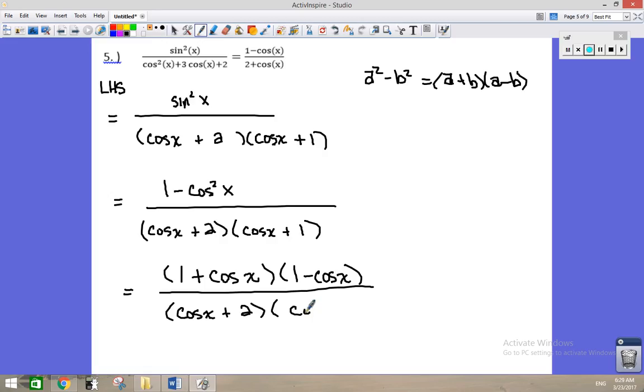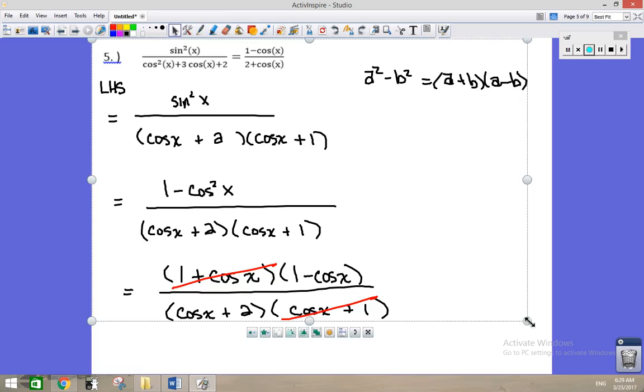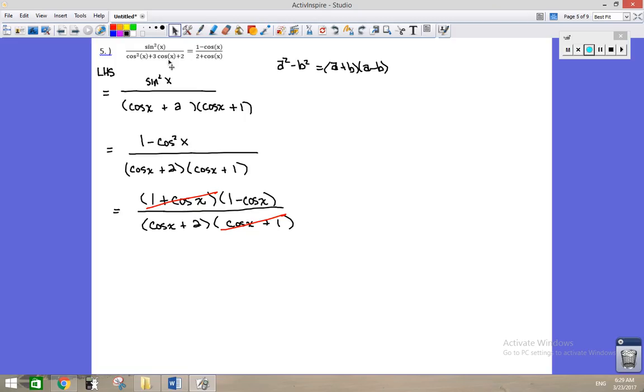This cosine of x plus 1, the order of addition doesn't matter. 1 plus cosine of x is the same as cosine of x plus 1. And this is multiplication, so these are factors, and common factors can cancel. I can't cancel common terms in a fraction, but I can cancel common factors.